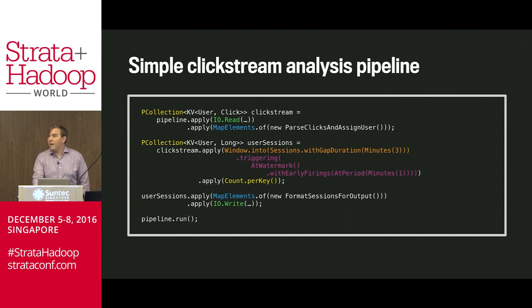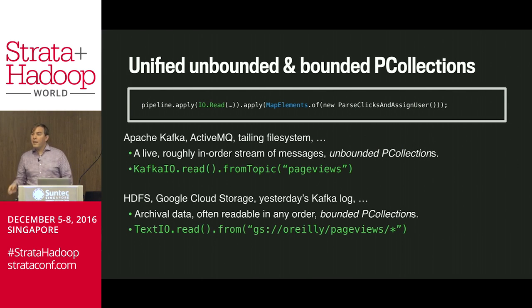I'll go through each of these three stanzas in a little bit of detail. At the beginning of pipelines, we have sources. Pipelines can have multiple sources, of course, but the schema of the code looks like this. I have a read transform, which is shown here in green, and I have some sort of parse transform. So in this simple line of code, you have a lot of power.